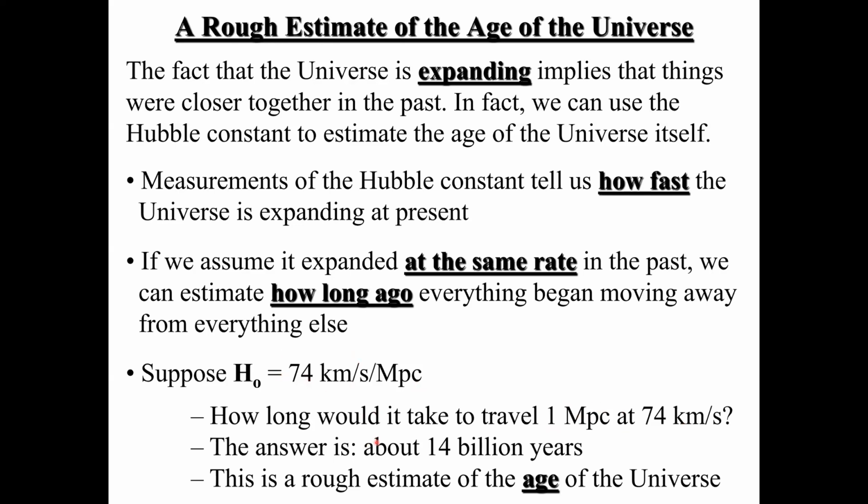The answer you will get is around 14 billion years. And this is actually a rough estimate for the age of the universe, right? So I expect that you can do this yourself. All you need to do is take 1 over the Hubble constant and then do the unit conversion, right? Convert everything to years, so you will get the idea.